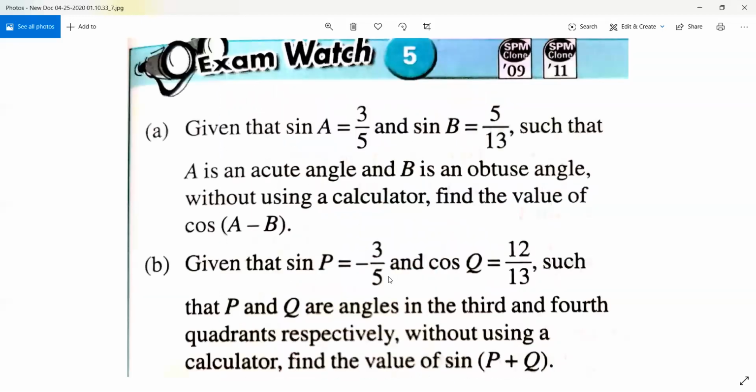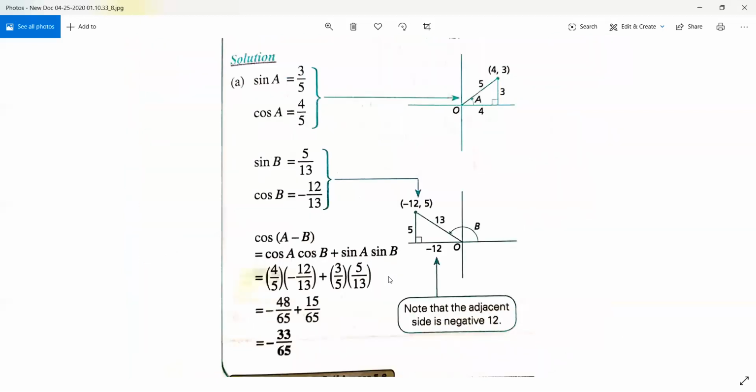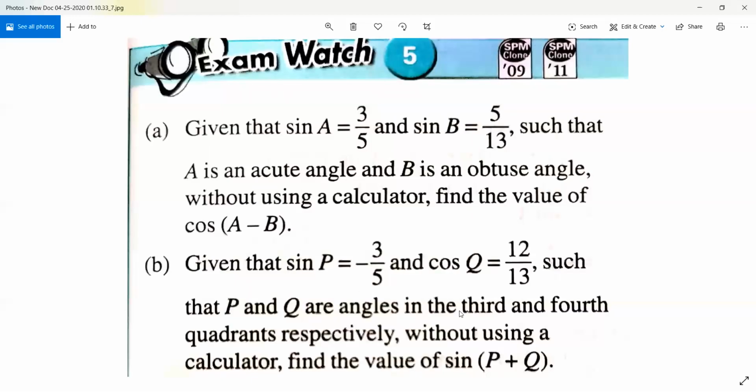Next, let's see. Given that sine P is equal to negative 3 over 5 and cosine Q is equal to 12 over 13, such that P and Q are angles in the third and fourth quadrants respectively. Without using a calculator, find the value of sine P plus Q. So in P plus Q, what do you need? You need one sine, you need one cos, sine and cos of different stuff. So remember, P is in third, Q is in fourth.